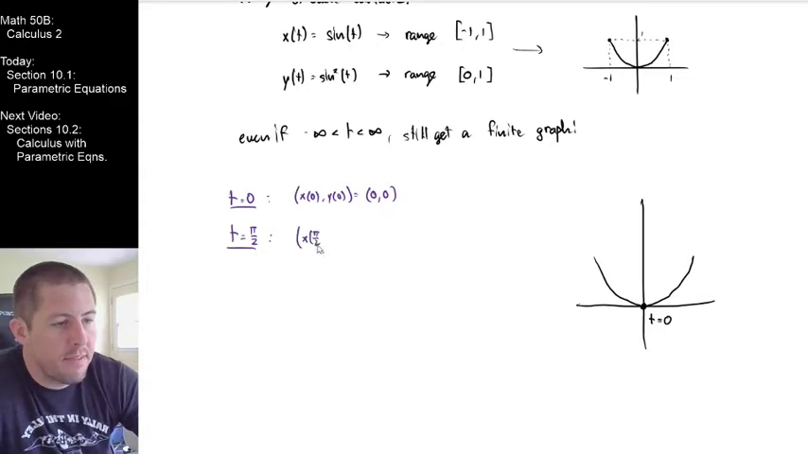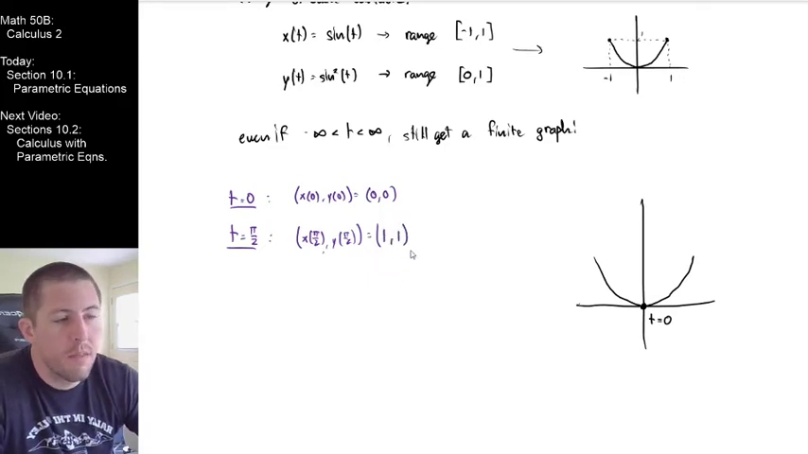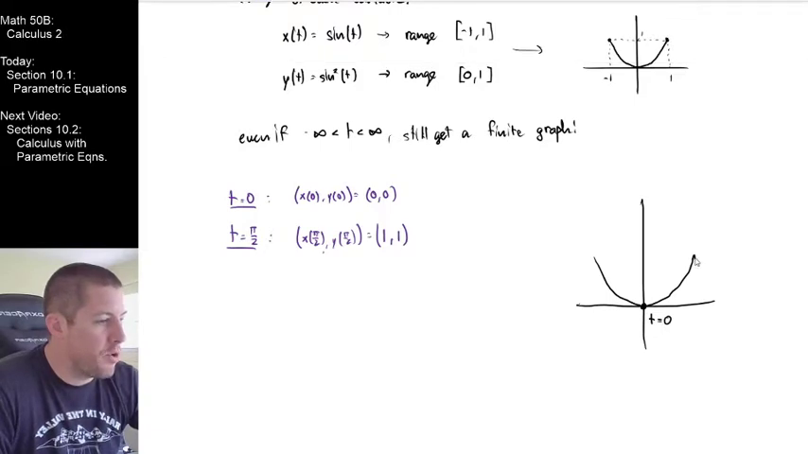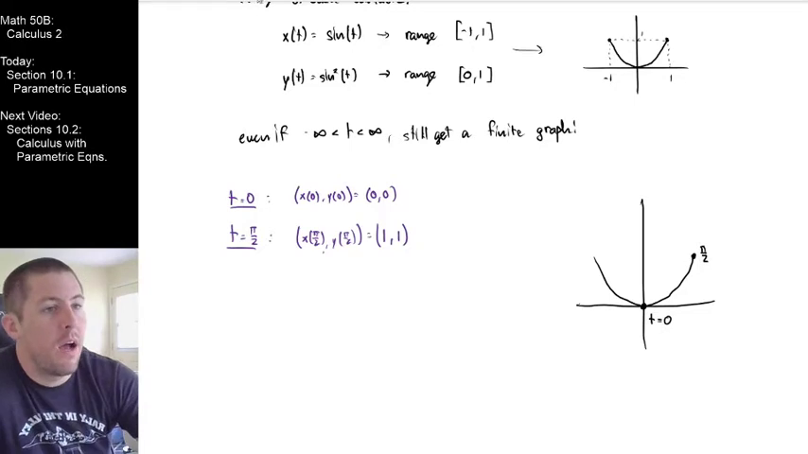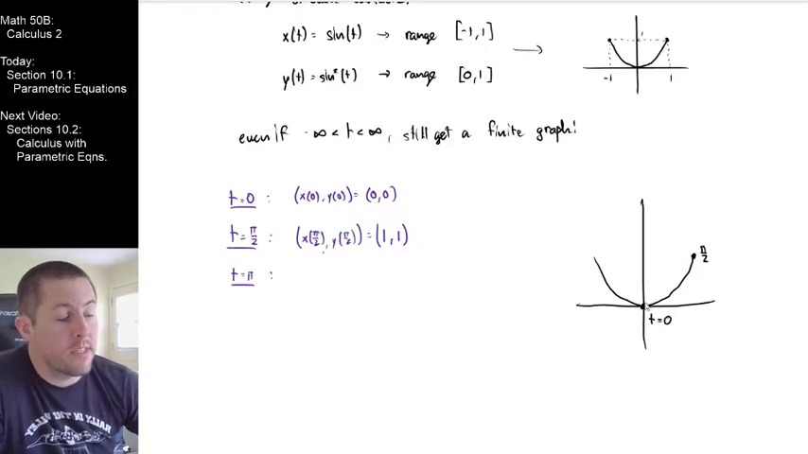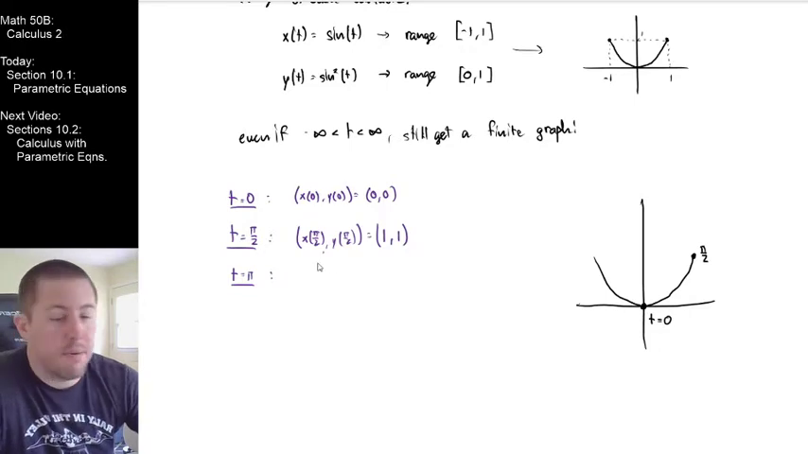x of pi halves, y of pi halves. Well, I know that sine reaches its maximum at pi halves, so I'm going to get 1 and 1 squared. And so it seems we're going to be in this upper right corner by the time we get to pi halves. Next up, we should graph what's going on at pi. By the way, it seems like we started here and swung up into the upper right-hand corner. But what's about to happen now?